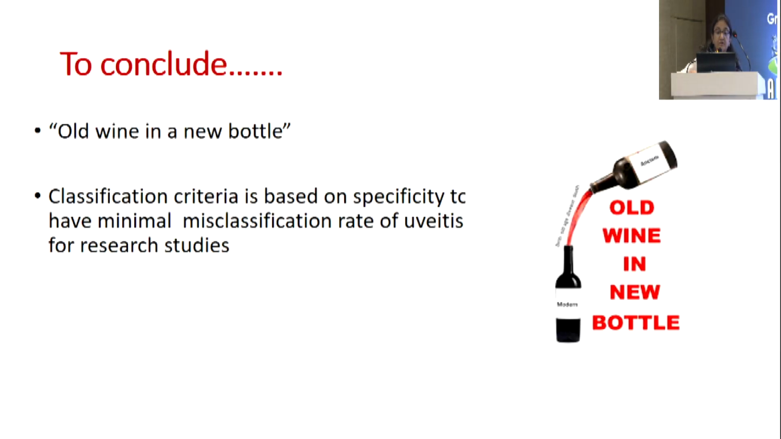So therefore, I would just conclude that this new Sun2 classification is basically old wine in a new bottle. The classification criteria is primarily based on specificity, and this is basically with the aim to have a minimal misclassification rate of uveitis, especially when we are doing research studies.